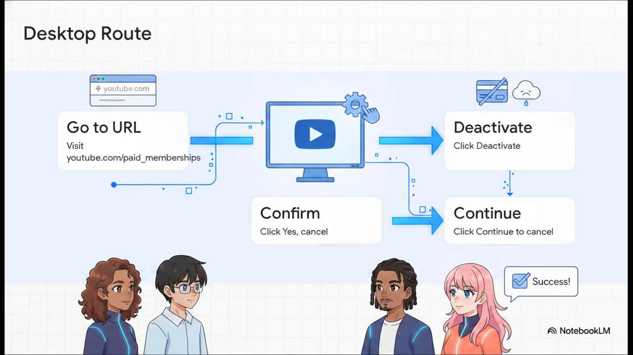Now, you really need to pay close attention to steps 4 and 5 here. The system is actually going to ask if you want to pause instead, and it'll ask you for a reason why you're leaving. You have to actively click Continue to Cancel, and then finally, Yes, Cancel. It's a multi-step confirmation process, right? So make absolutely sure you click all the way through until you see that final confirmation screen.